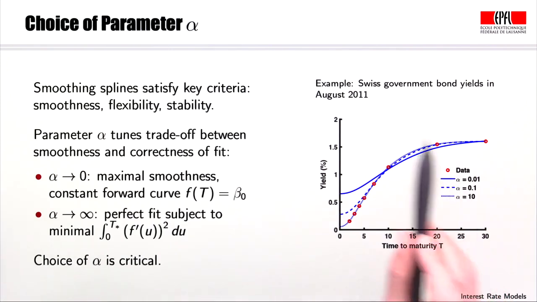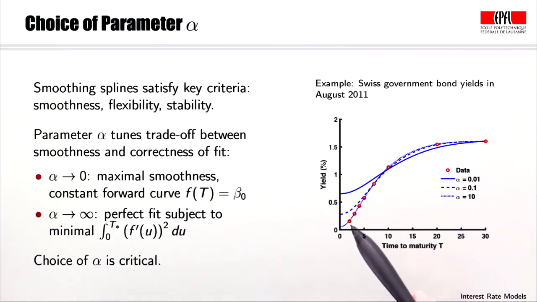As an example, we see here on the right hand side the curves we get from applying this smoothing spline theorem to yield data that we get from the Swiss government bond market in August 2011. In red we see the 8 data points, and then we have 3 curves for various values of alpha ranging from 0.01 to 10. We see when alpha is close to 0, we get a curve which is closer to a constant than the other 2 curves, but it obviously has a bad fit to the market data.